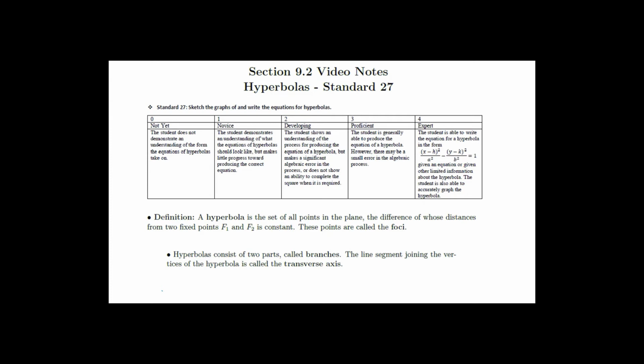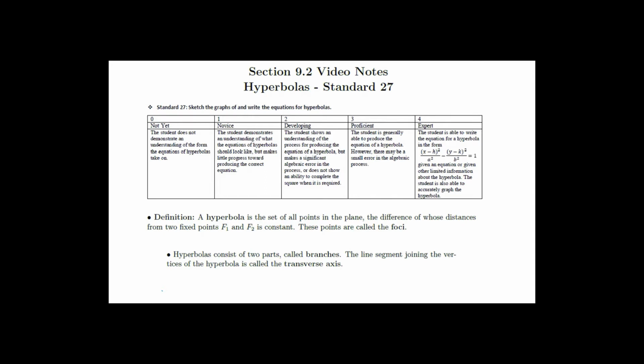In this video, we're going to study hyperbolas. Now recall that an ellipse is a set of all points where the sum of the distances from any of those points to two fixed points is constant. Now, in a hyperbola, we're just going to replace the word sum with difference.